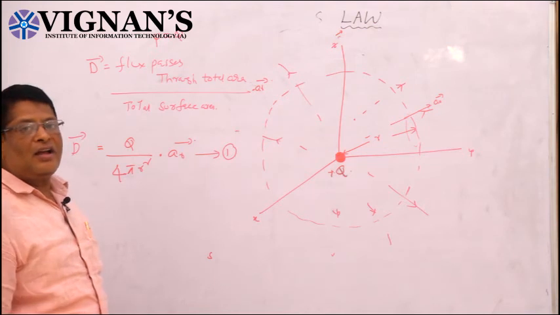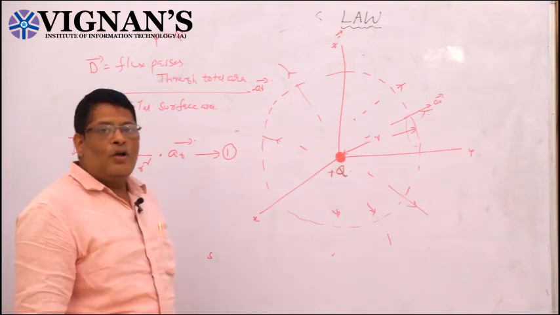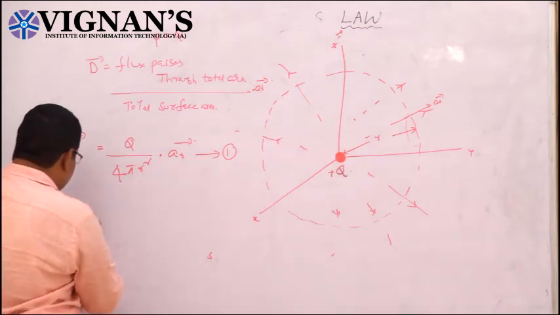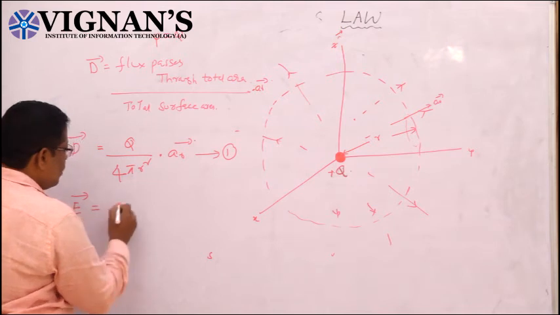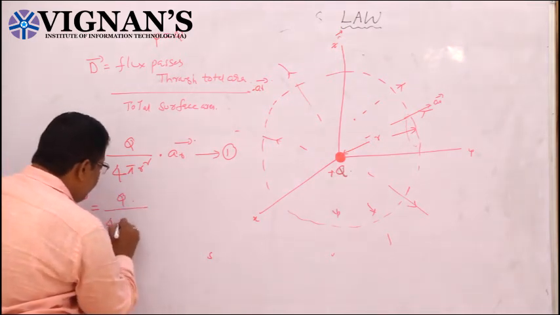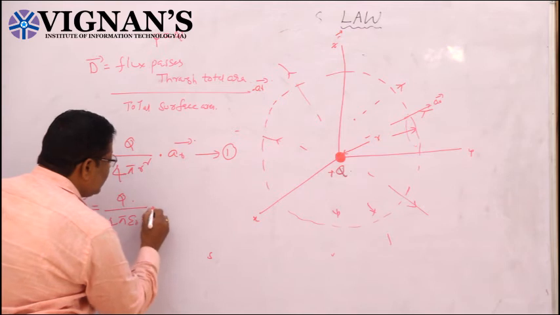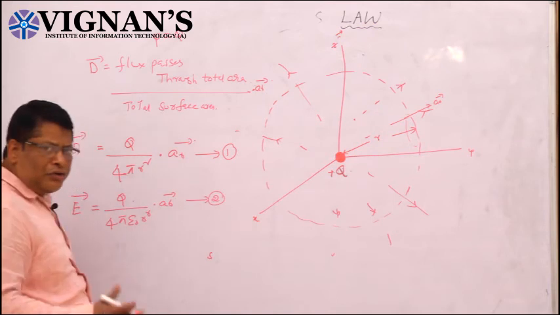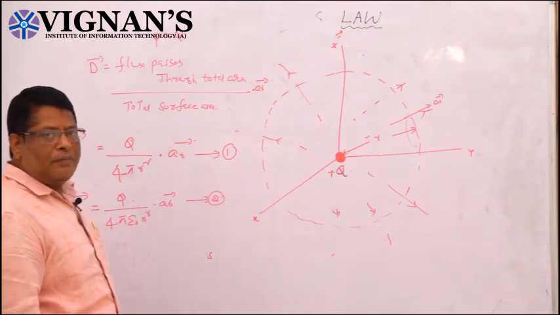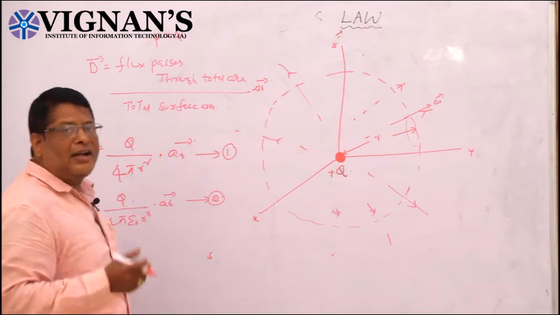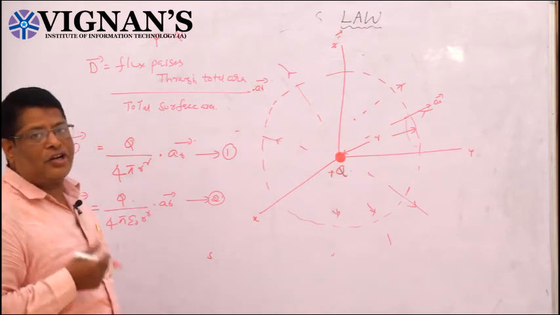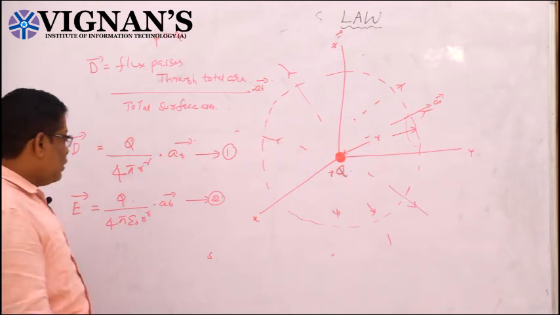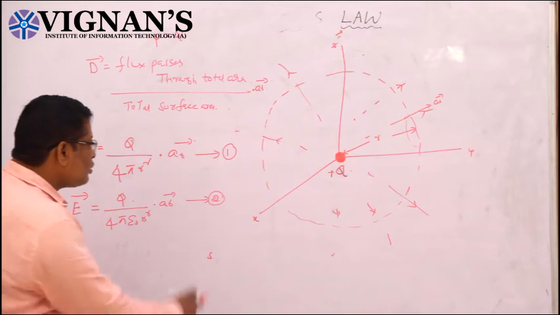In Coulomb's law, we already found the electric field intensity due to the point charge, that is E bar equals Q by 4 pi epsilon naught r square into a r bar. Take this as equation 2. Already you know this one. Before coming to Gauss law, you already calculated the electric field intensity due to the point charge.